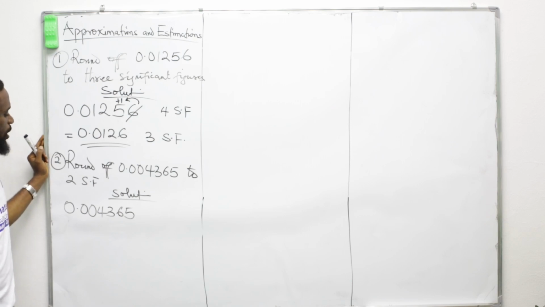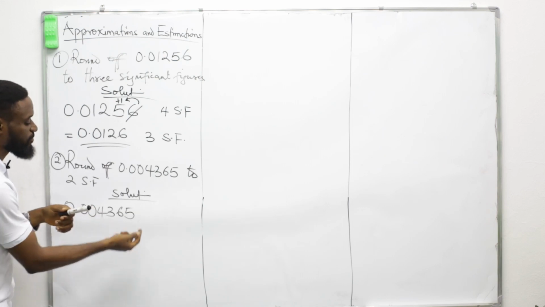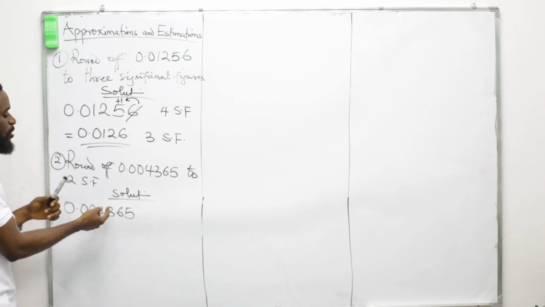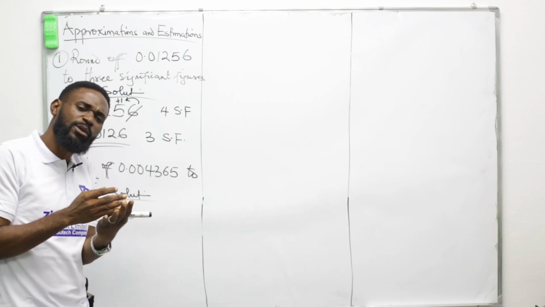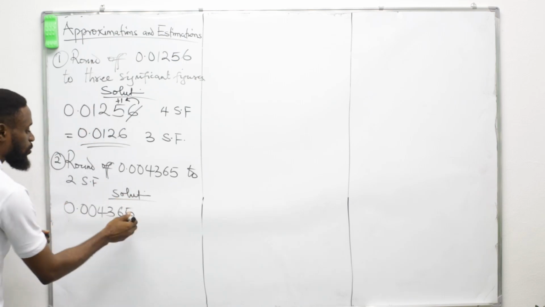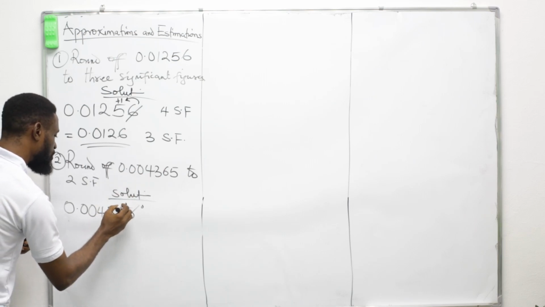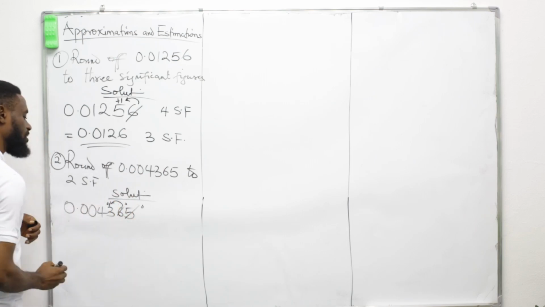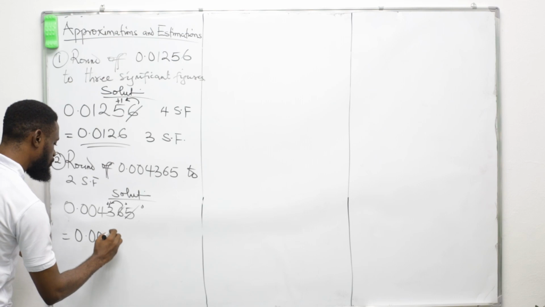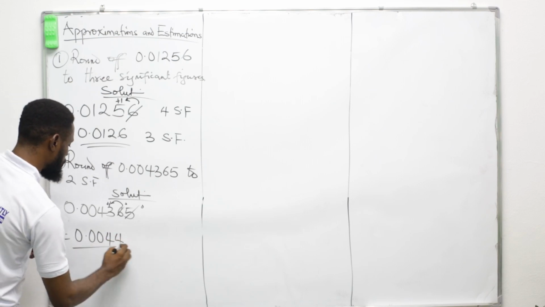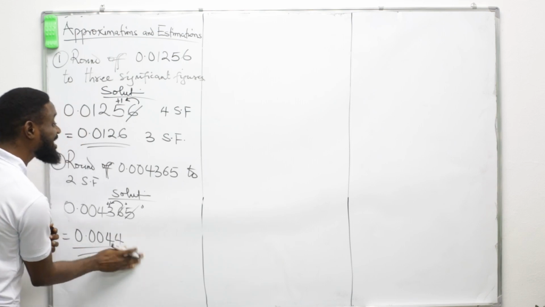Okay? Now, if you look at this number we have here, 5 will go off. If you like, add 5 to 6, there is no problem. But it always starts from the number just after where you want to approximate to. So this one goes off, it becomes 0. This one goes off, it becomes 0, but it adds what here? It adds +1. So this will now give us equal to 0.0044.